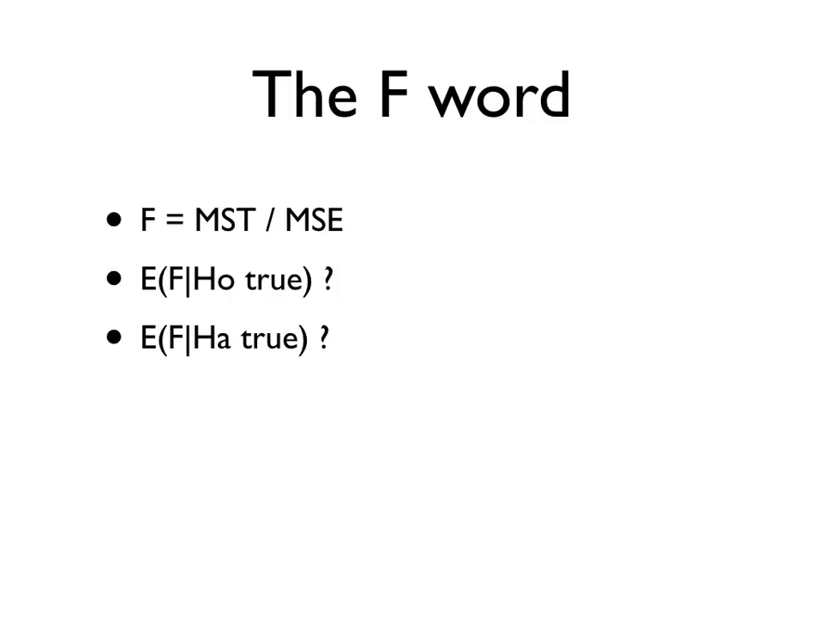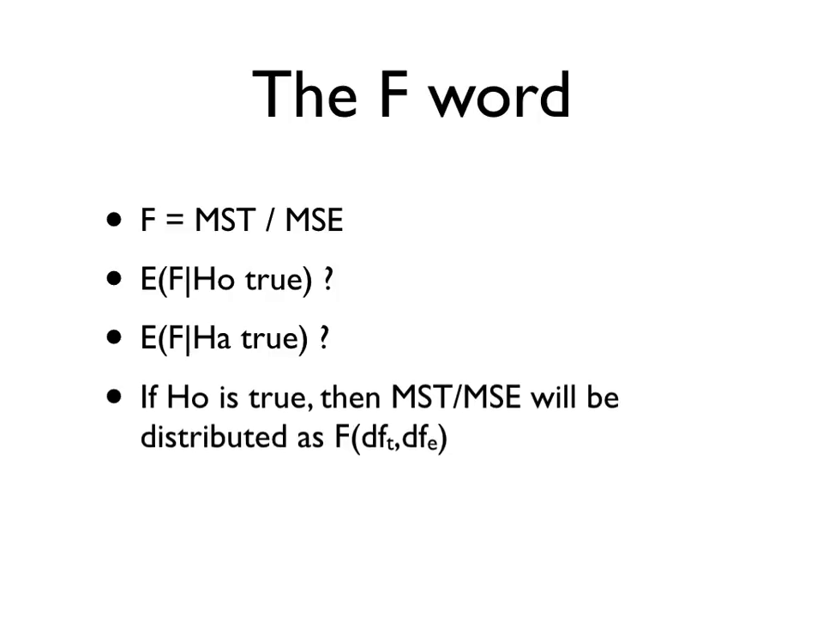So it's not just if it's bigger than 1 that you reject HO. It's whether it's bigger enough than 1. Excellent question. If HO is true, then mean squared treatment divided by mean squared error will be distributed as f with two different sets of degrees of freedom: degrees of freedom for the numerator and degrees of freedom for the denominator.